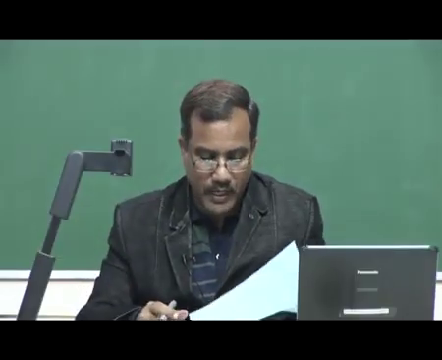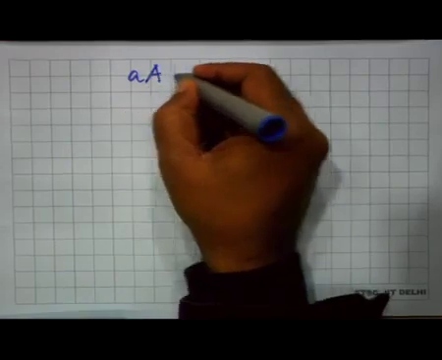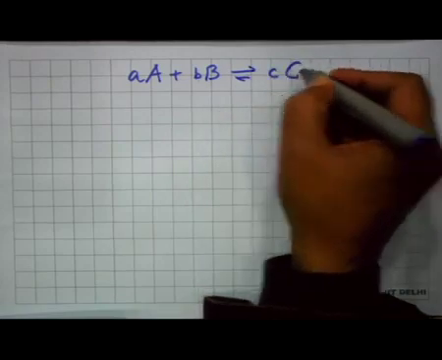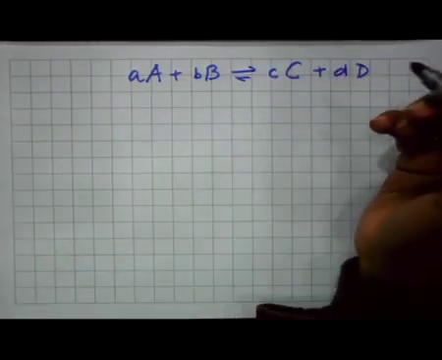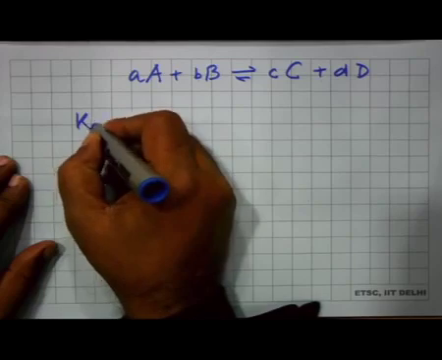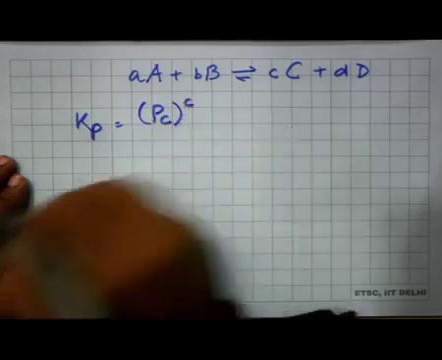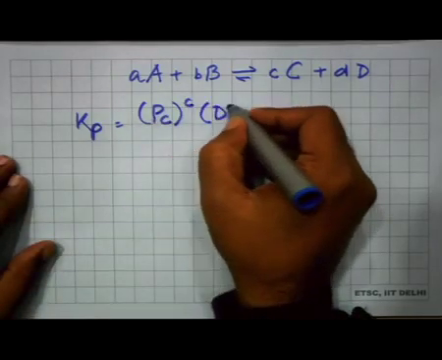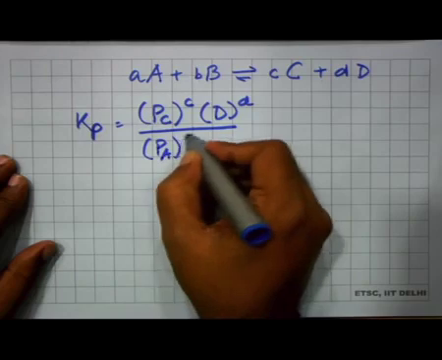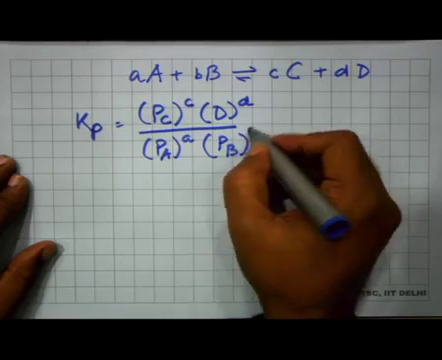So, this is the way we can calculate the relationship between Kp and Kc. Let us take a general case, aA plus bB giving you cC plus dD. In this case, Kp will be given as pressure of C power c, pressure of D power d, divided by pressure of A power a and pressure of B power b.